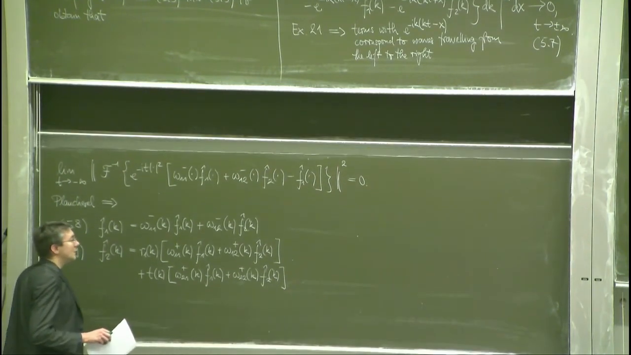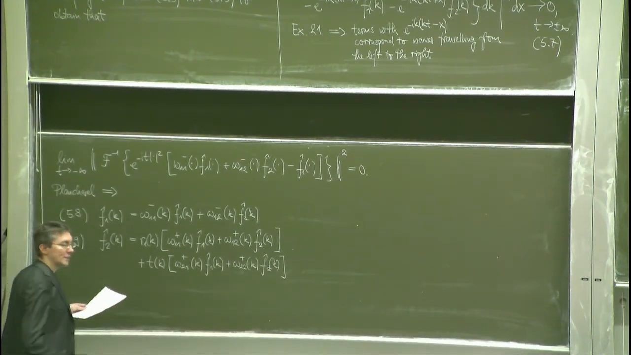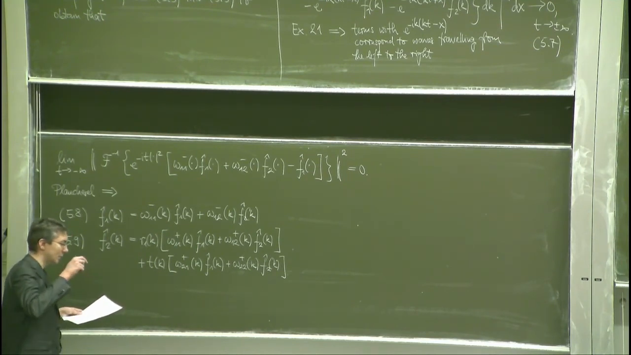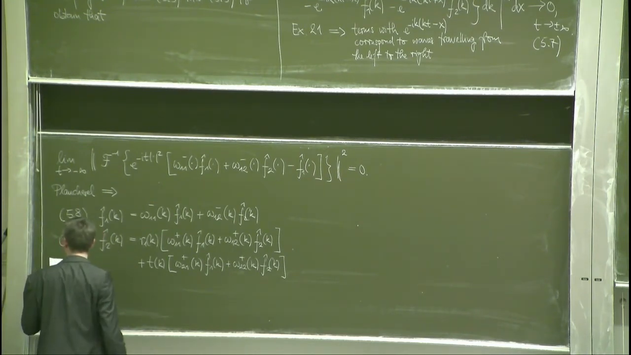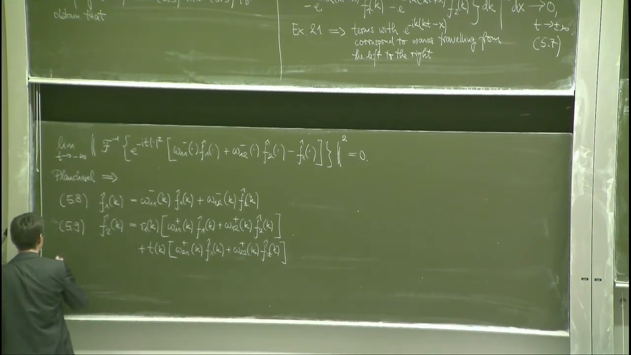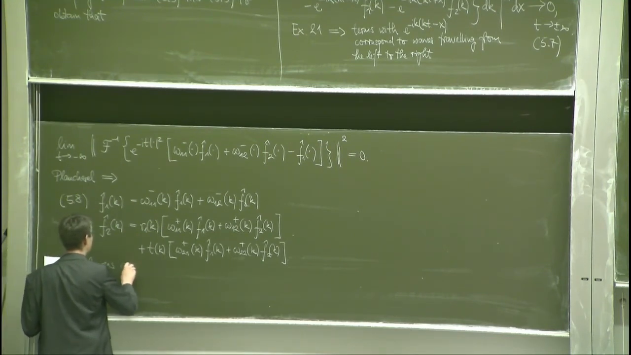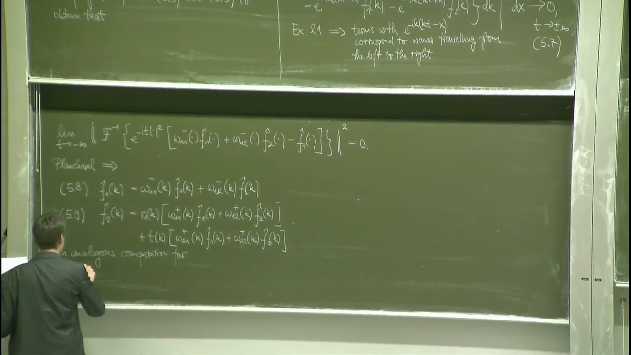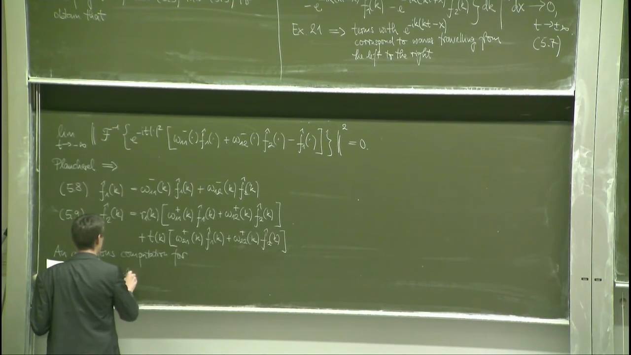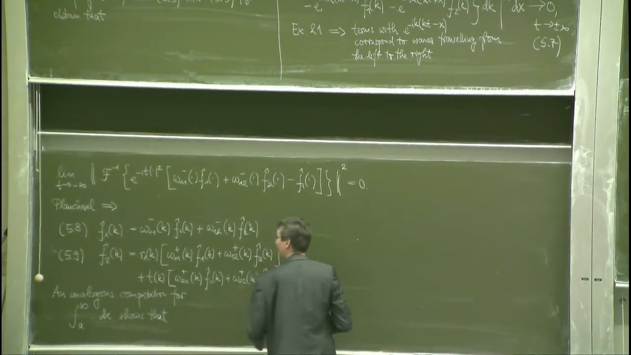Of course, you can repeat all these calculations for the integral over the interval from a to infinity. Here we had the part where we discussed the interval from minus infinity to minus a, but of course you can also do the same for the interval from a to plus infinity with the same arguments, and then you obtain two new equations. So we can say that an analogous computation for the integral from a to infinity shows that, and now I only give you the results because the steps are identical.